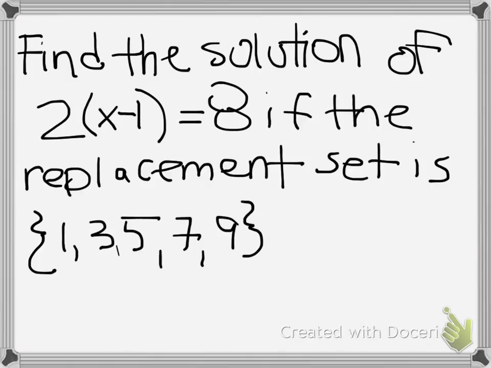You're going to be finding the solution set of 2 times (x minus 1) equals 8 if the replacement set is 1, 3, 5, 7, 9. Try to do this example first now. I will explain it in 1 second.